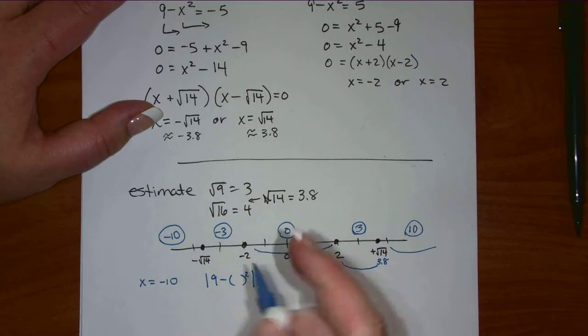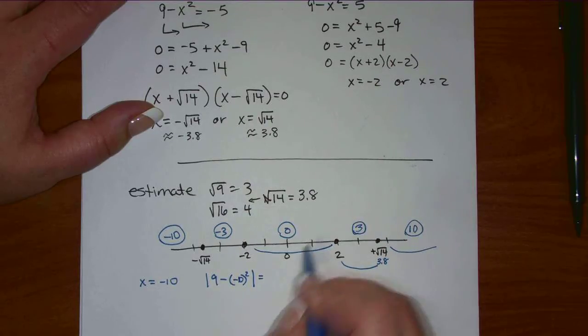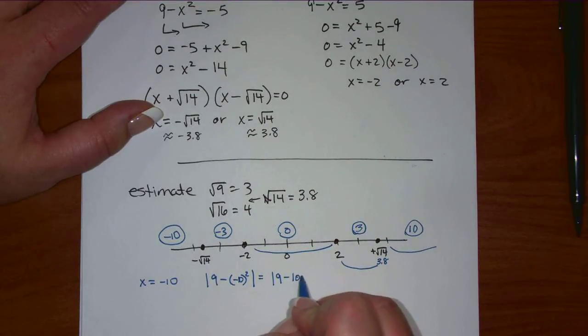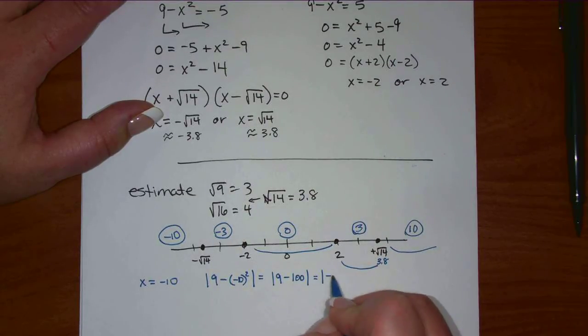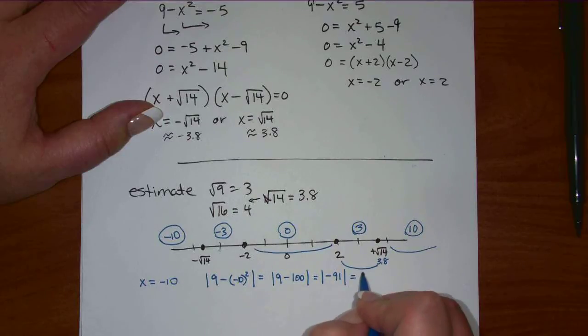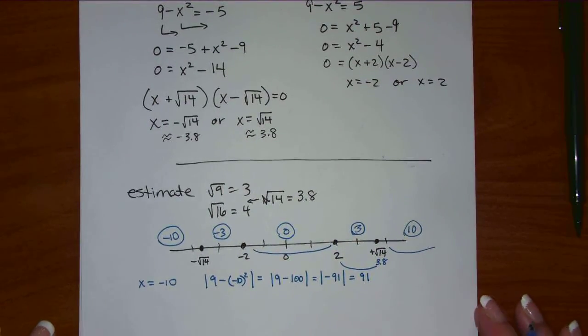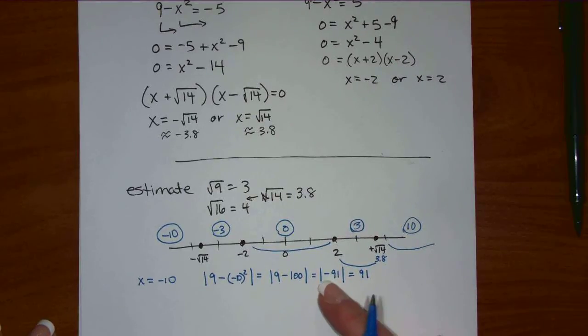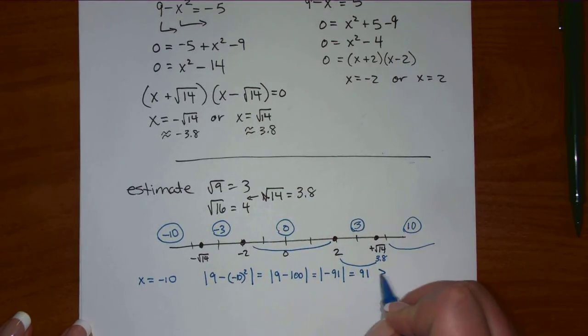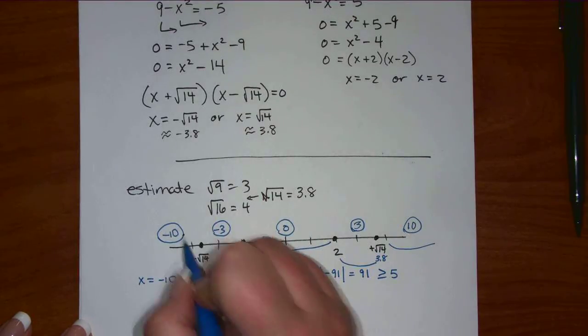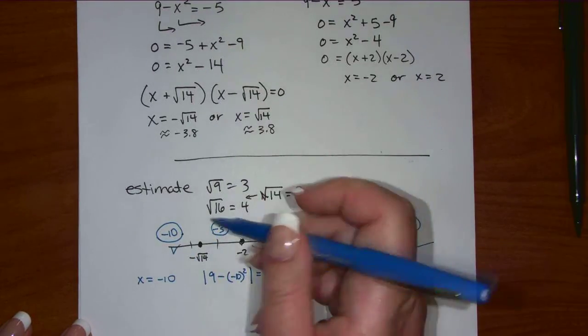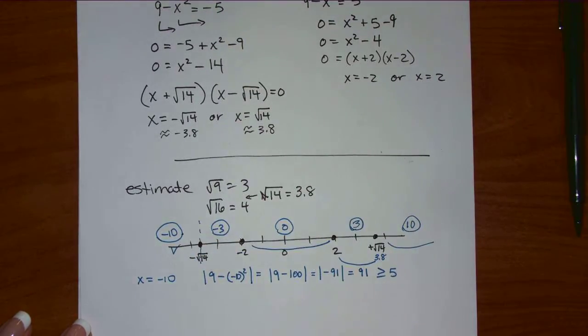So we're going to put negative 10 in here. 9 minus 100 is negative 91, which is 91. Is that bigger than 5? Be careful because you're doing absolute value. You don't want to look at the negative 91. You want to look at the absolute value of that, which is positive 91. This is greater than 5. So this region works. So before the negative root 14 works.